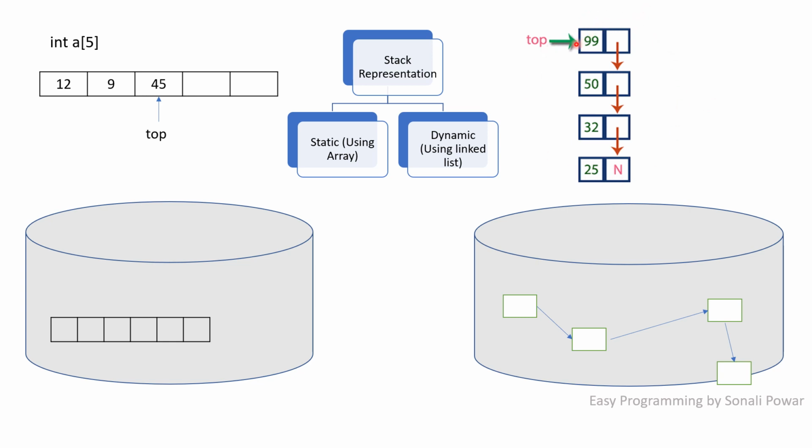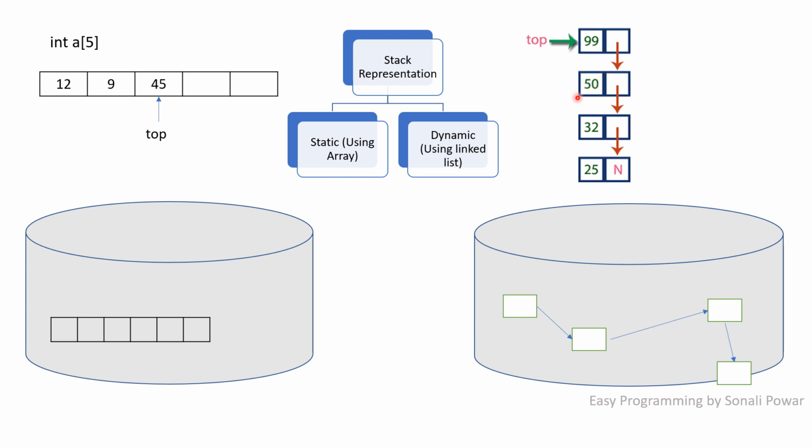In this case, 99 is present at the top and it stores the address of the previous element. Next one is 50, which stores the address of the previous element. Then 32, which stores the address of the previous element. Then 25, and it stores the null value because there is no element present before this 25. Now suppose you perform the pop operation, in that case it will remove this 99 and 50 becomes the top. So it will just move the pointer to the previous location.